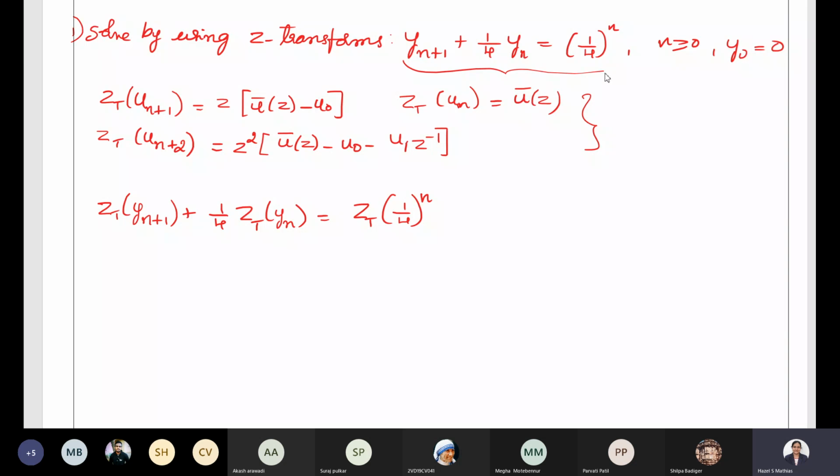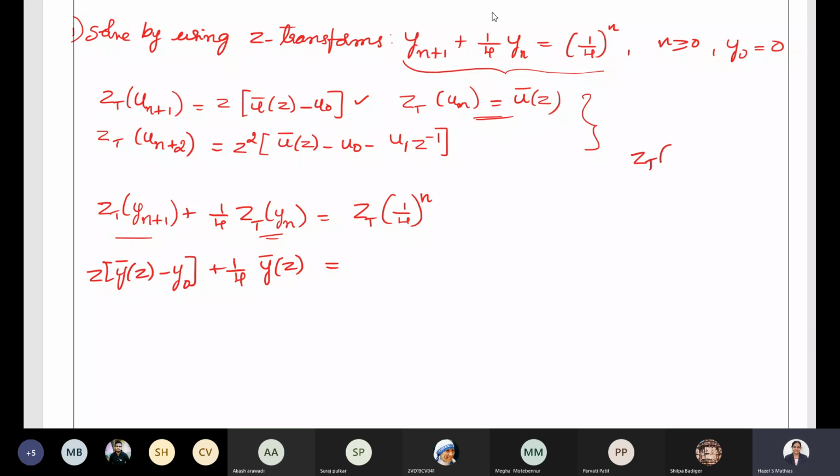Next, the Z transform of y(n+1) is the same as the Z transform of u(n+1), where the variable u is changed to y. So you have to change the variable and write as it is. What is the Z transform of u(n+1)? It is z times u bar of z minus u(0). So the Z transform of y(n+1) will be z times y bar of z minus y(0). Afterwards, we have 1/4 times the Z transform of y(n), which is y bar of z.